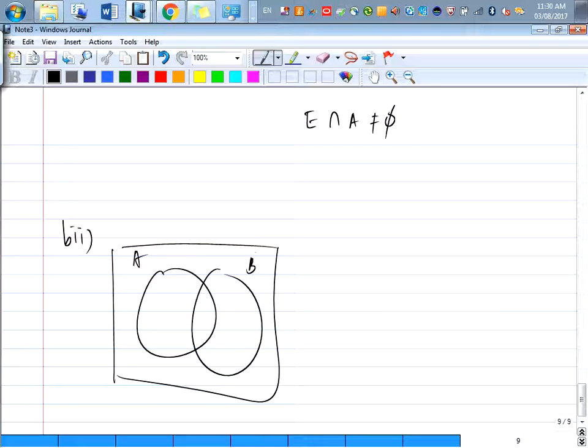What does that mean? Yeah, that means they can intersect. Okay, so what this means is E could be a subset of A. Okay? Or it could entirely be inside A.